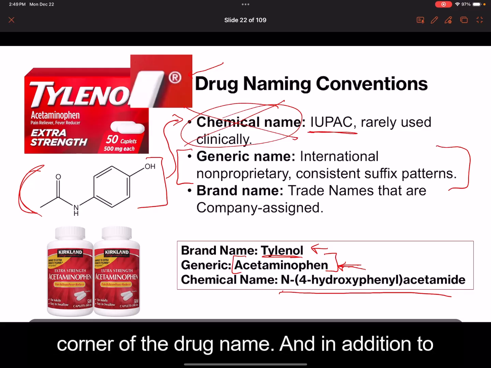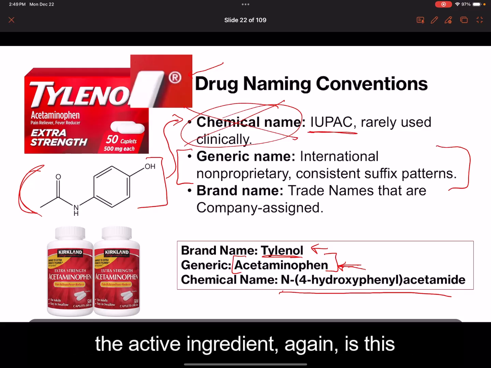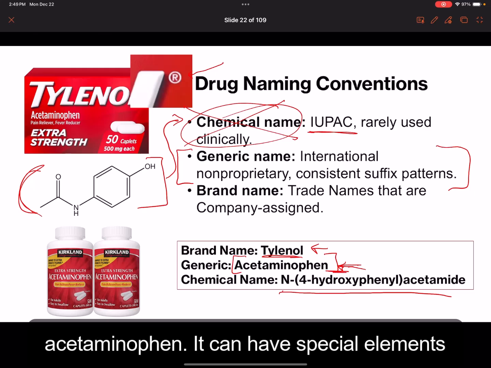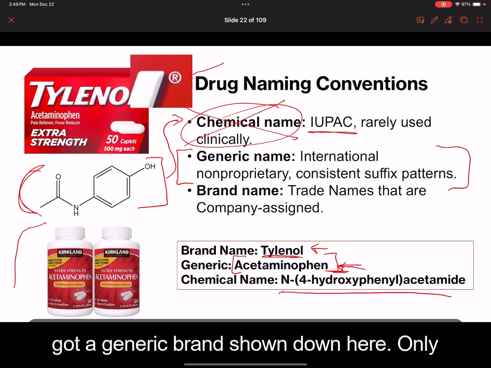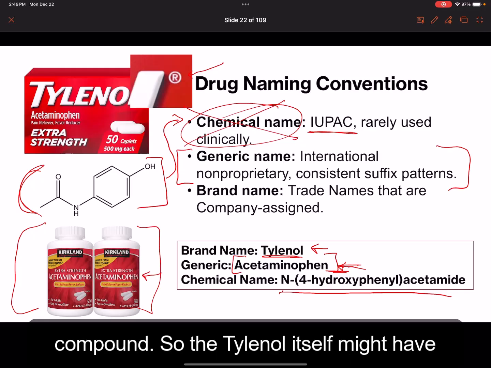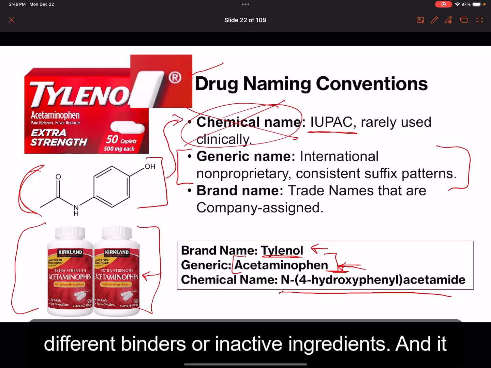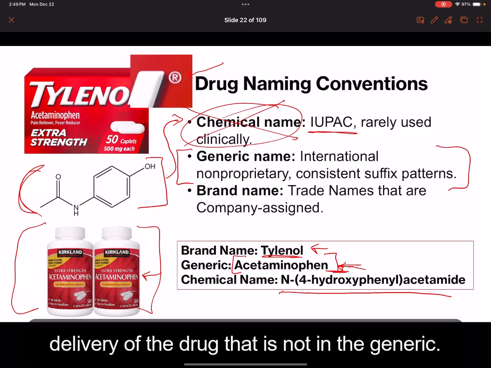And in addition to having the noted drug, in the case of Tylenol, the active ingredient, again, is acetaminophen. It can have special elements that wouldn't be in a generic brand. So you've got a generic brand shown down here, only indicated by the generic naming on that compound. So the Tylenol itself might have different binders or inactive ingredients, and it may have some special formulation for the delivery of the drug that is not in the generic.